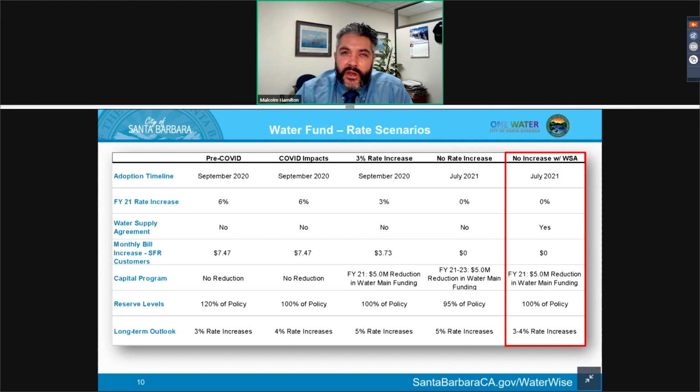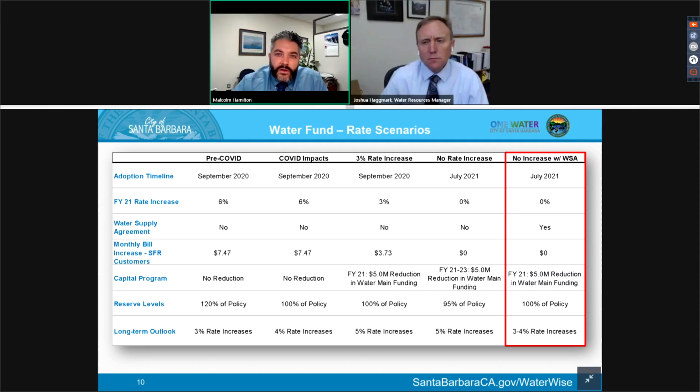So we start collecting roughly 3.5 million annually from selling water to Montecito Water District. Well, we immediately get to scale back the cuts from the capital program. So instead of doing 3 years of cuts, we're doing 1 year of $5 million reduction. We slightly raise our council policy levels. So now we're at council policy with the water supply agreement. And also it has a pretty significant long-term impact on rate increases. So instead of doing 5% rate increases, we're doing somewhere in the neighborhood of 3, potentially 4% rate increases.